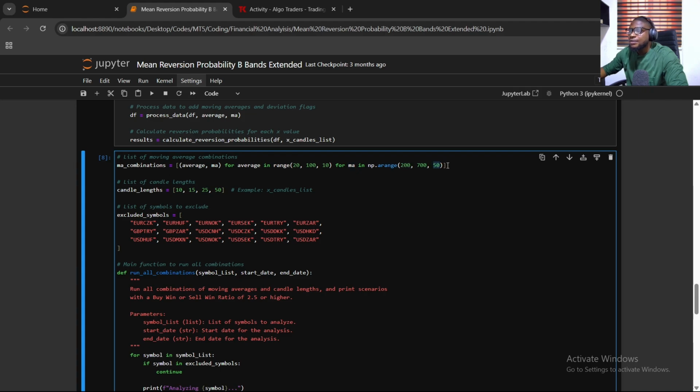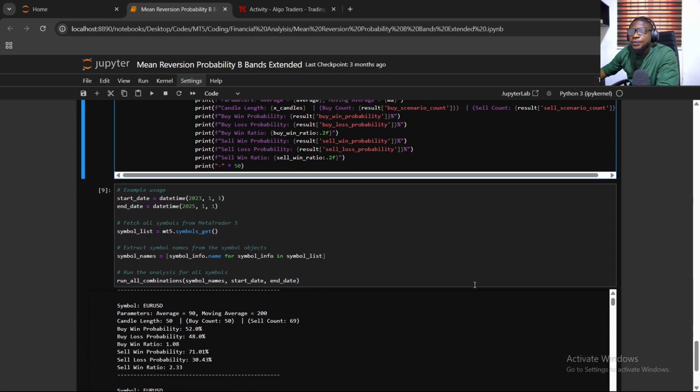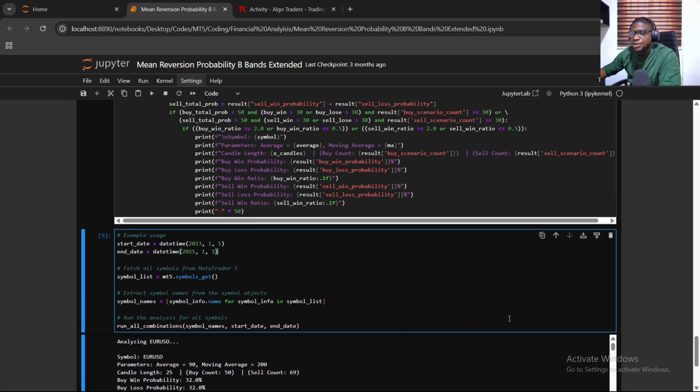Okay, and for the candle lengths which we are looking at, we're going to look at a candle length of 10, a candle length of 15, a candle length of 25, and a candle length of 50 for our research. Okay, all right, so we're just going to scroll down here until the end. So like I said, the date range of 2023 to 2025 is what our research is done on, so we're researching for 2 years. Okay, so let's look at the results of our research.